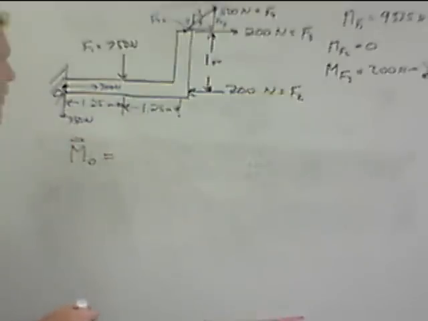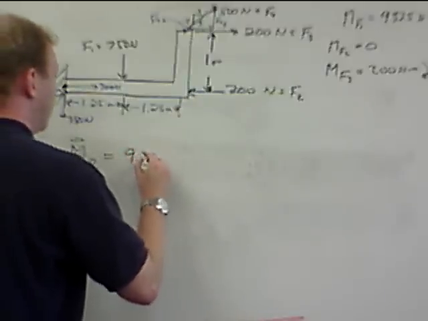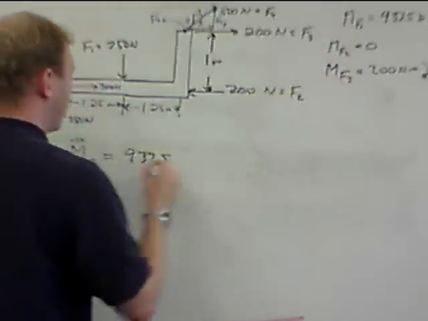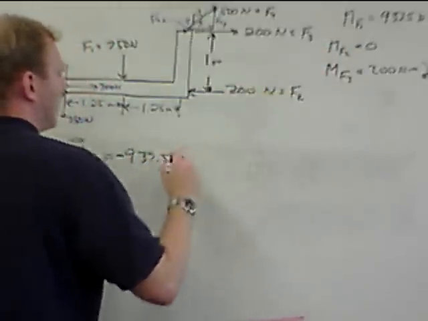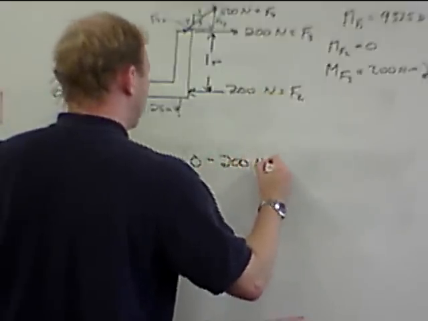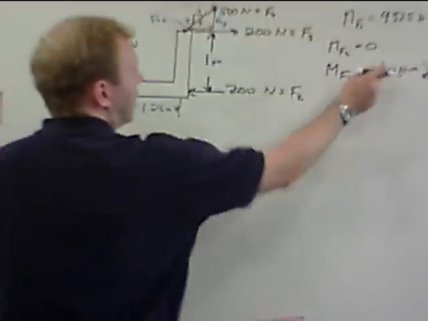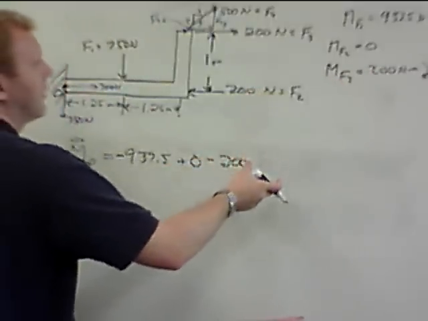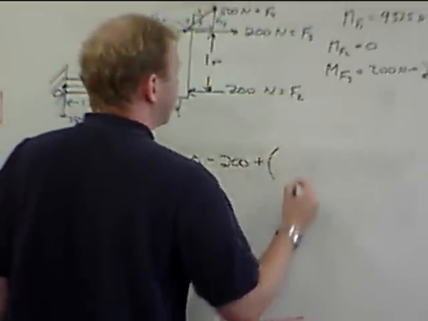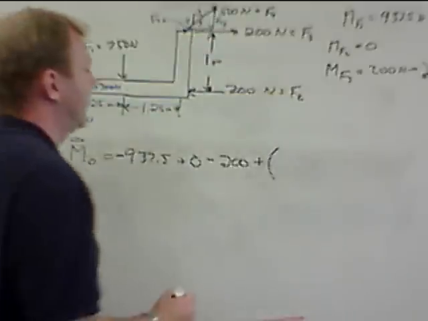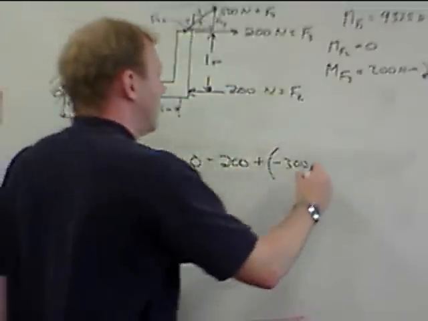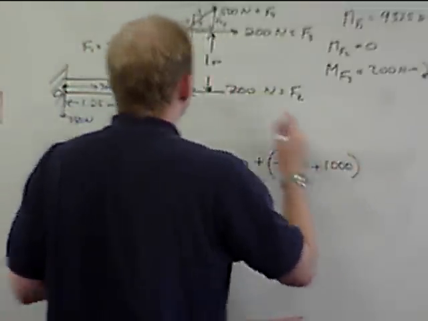It is equal to, well, we have 937.5 Newton meters. That's clockwise, so we'll make it negative, plus 0 for force 2, minus 200 Newton meters, because the 200 Newton meter moment is clockwise for F3, plus what we have for F4. For F4 we had two pieces: a negative 300 for the x component, plus 1,000 for the y component.